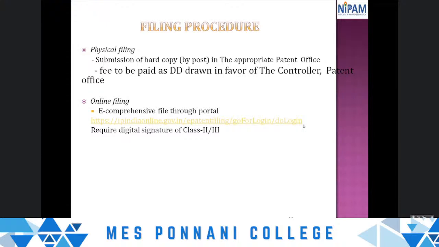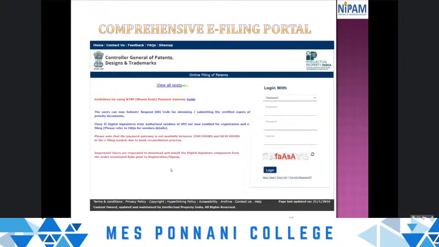If you belong to any of the southern states in India, then you need to file a patent application in the Chennai office. And in case of online filing, you can use the comprehensive e-filing portal. You can register here. You can also obtain an e-sign, and using that e-sign, you can proceed with the filing of the online application.